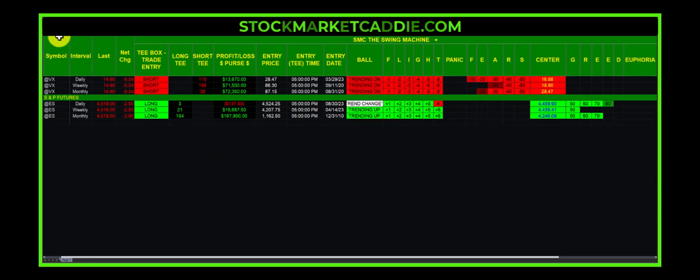This tool is called Radar Screen. It is a proprietary tool from TradeStation. This tool, operating on the radar screen, is our proprietary tool called SMC for Stock Market Caddy, the Swing Machine Plus. I've loaded in the VIX on a daily, on a weekly, and on a monthly basis.